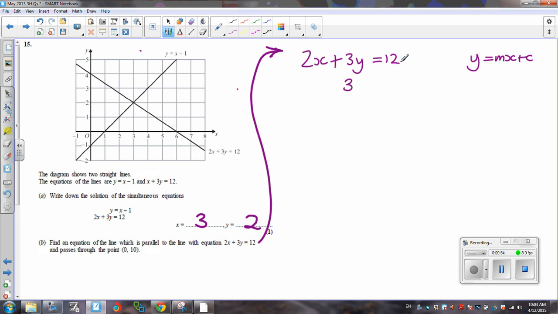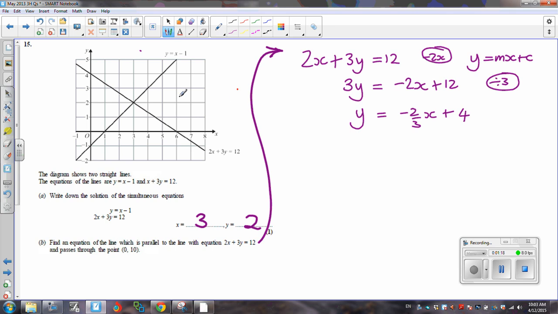So if I first of all subtract 2x from both sides, I'm left with 3y equals minus 2x plus 12, just so I've got the x term first. And if I now divide by 3, then y is going to equal minus 2/3 x plus, dividing this by 3, I'm going to get 4. So the alternative version of the equation of this line is y equals minus 2/3 x plus 4. Another line which is parallel to that must have the same gradient, so the gradient must also be minus 2/3. So y equals minus 2/3 x plus c.